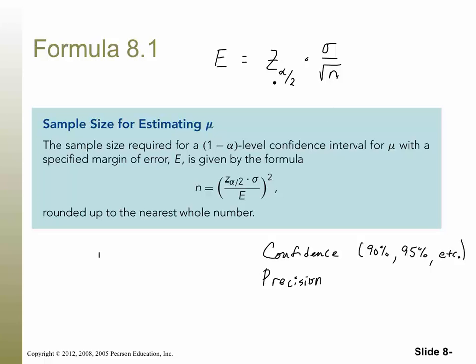Is it z alpha over 2 times your standard deviation, or is it z alpha over quantity of 2? No, that's the subscript. That's the z. This whole thing is the z.